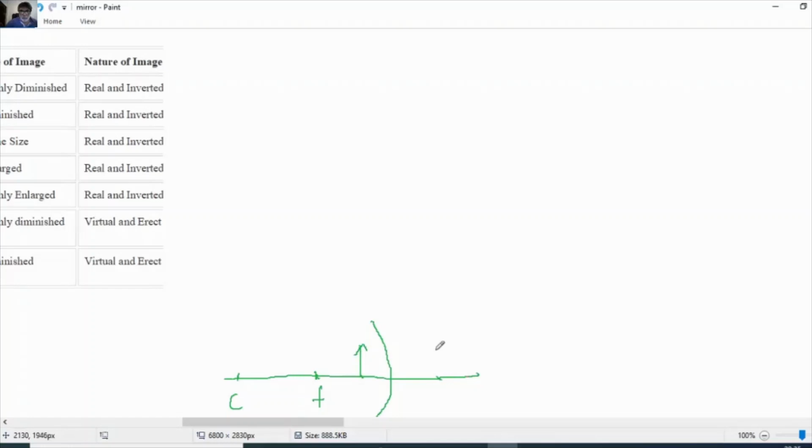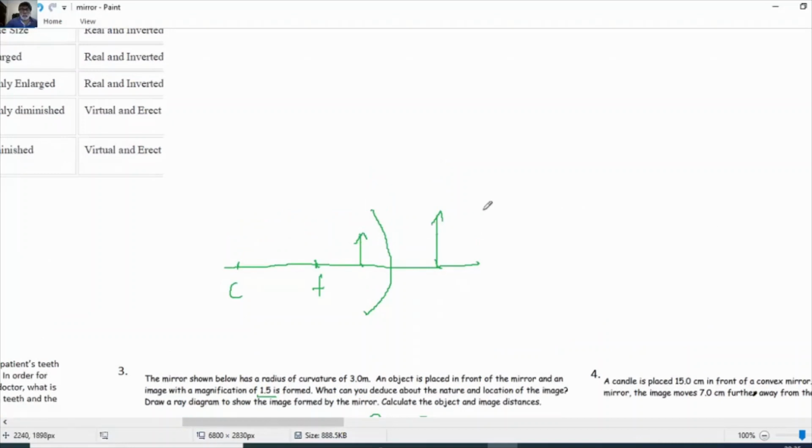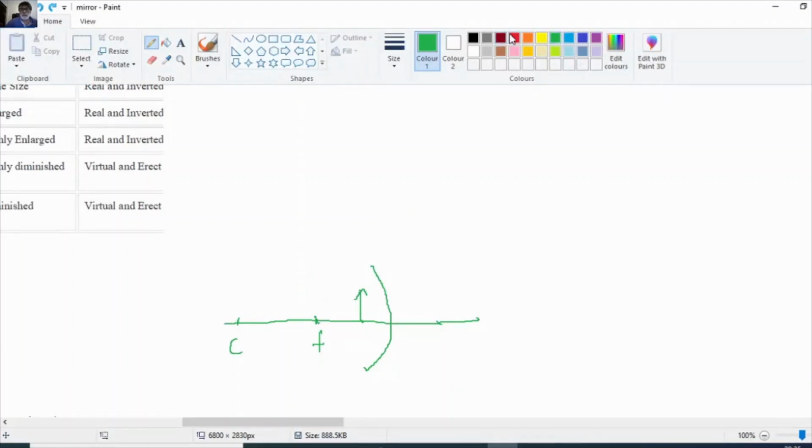Since it is negative, the image is going to be formed behind the mirror. It's going to be formed somewhere here. So can we draw the ray diagrams to locate the image somewhere here? Let's do it. So let's draw a ray parallel to the principal axis to the mirror. A parallel ray to the principal axis will reflect from the focal point.